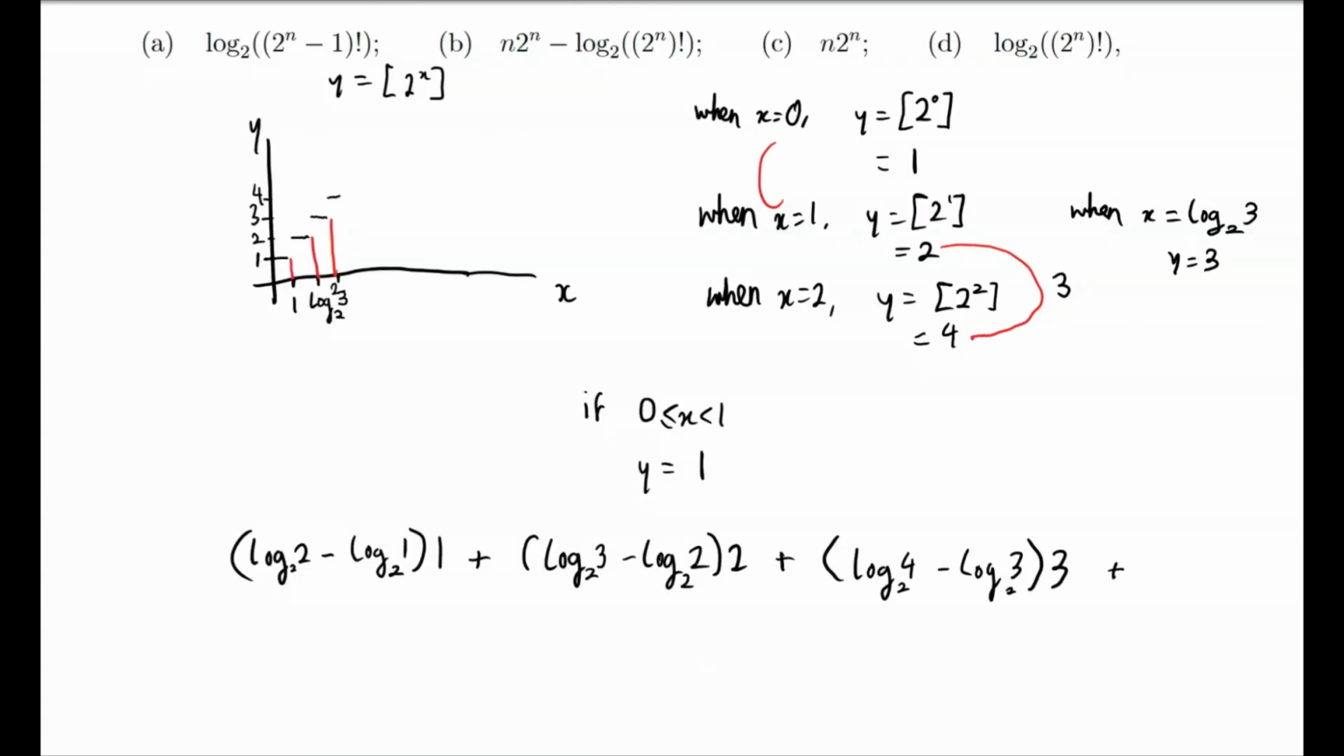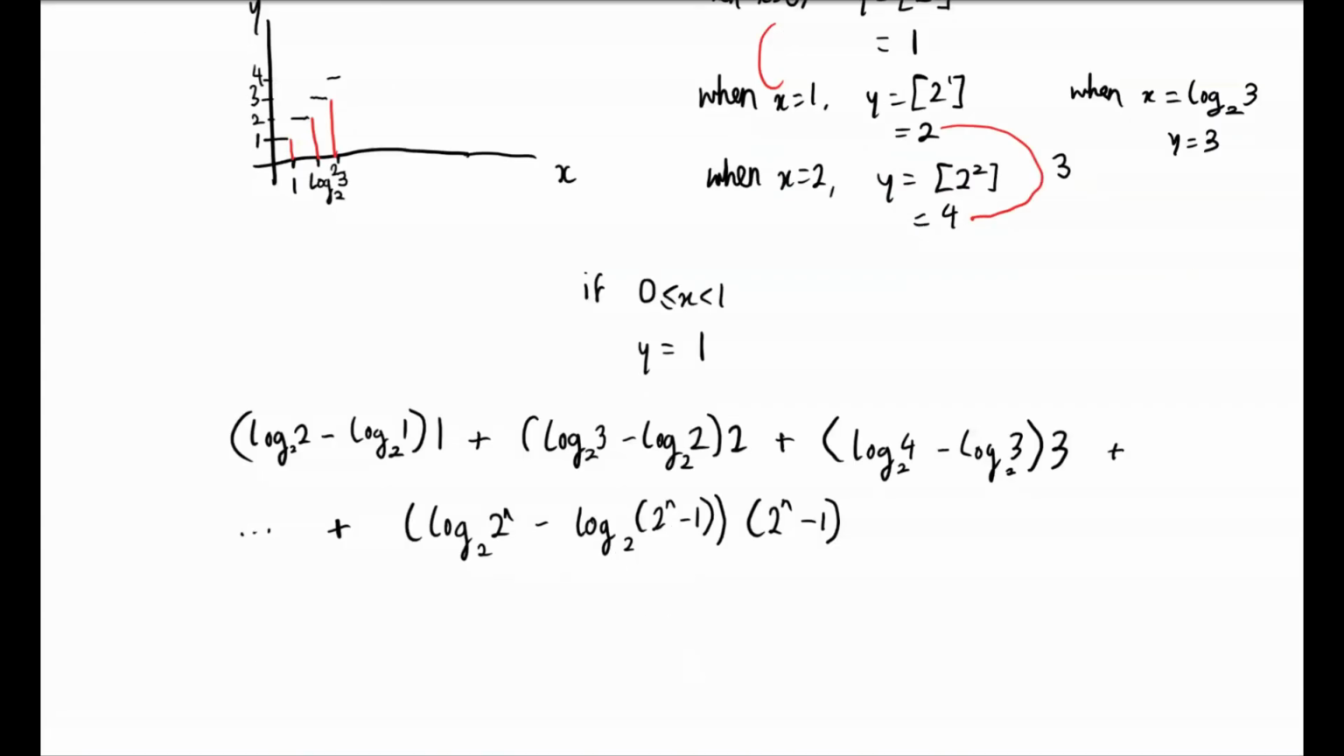And with a straightforward inductive argument, we can see that this is going to go up to log 2 to the n minus log 2 to the n minus 1, the height of 2 to the n minus 1. But one thing we're going to notice is that when we evaluate the sum, most of these terms are going to disappear. For example, if we expand this term and this term, we'll get log 2 minus 2 log 2, which is going to be equal to negative log 2.